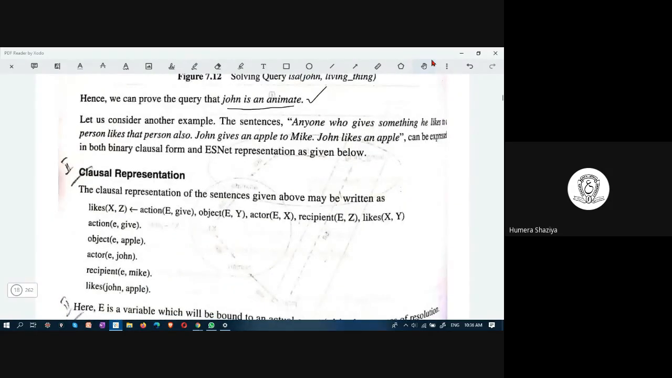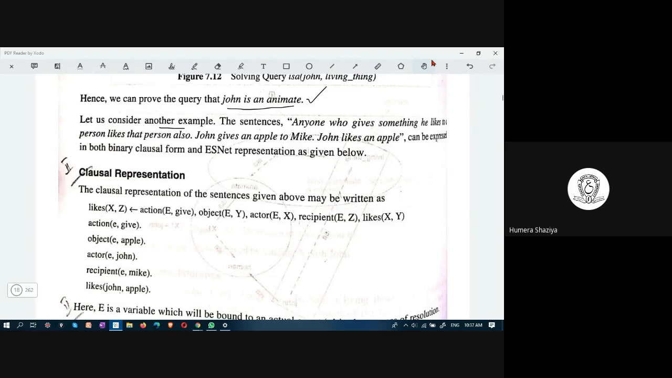Another example. These are the sentences. Try to understand these sentences. Anyone who gives something he likes to a person likes that person also. John gives an apple to Mike. John likes an apple.